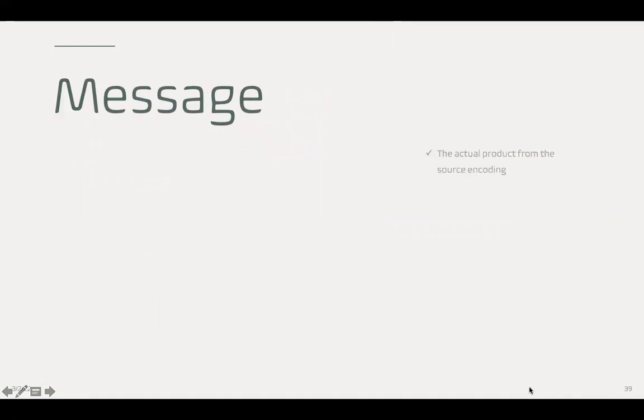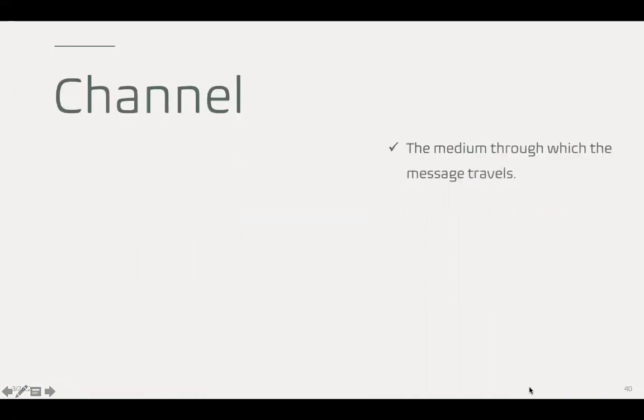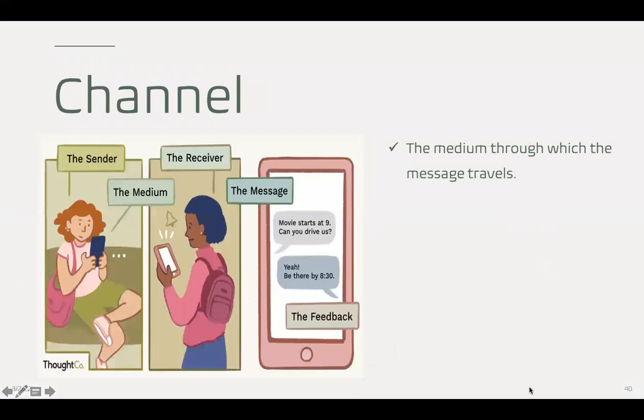The message is the actual product from the source encoding. So the message here is the one that's sent by the sender. Our movie starts at 9. Can you drive us? Next, we have channel, the medium through which the message travels. So the medium or the channel used here is the cell phone.